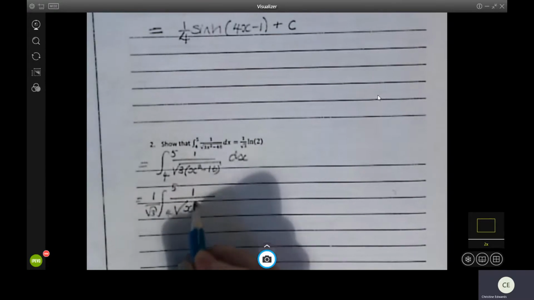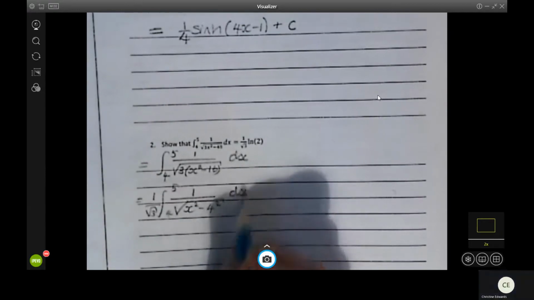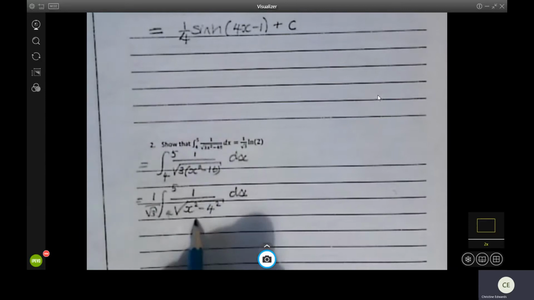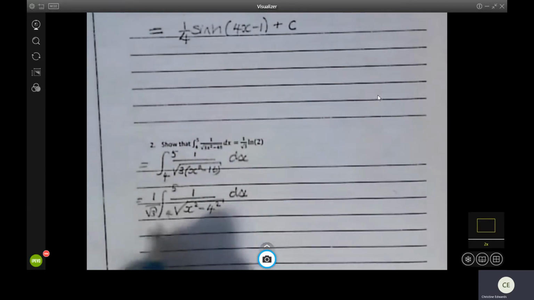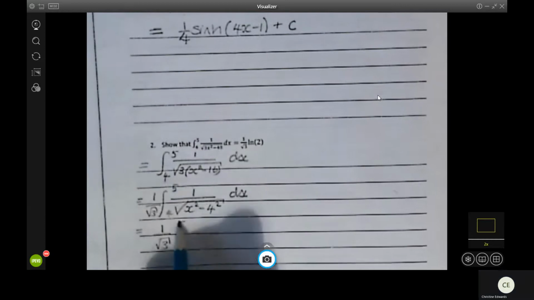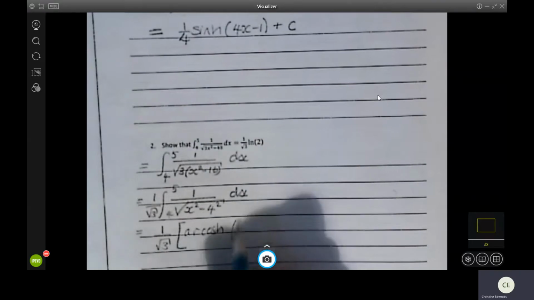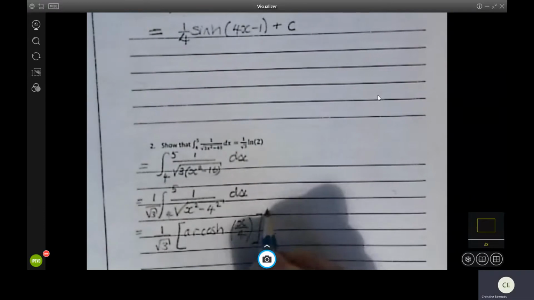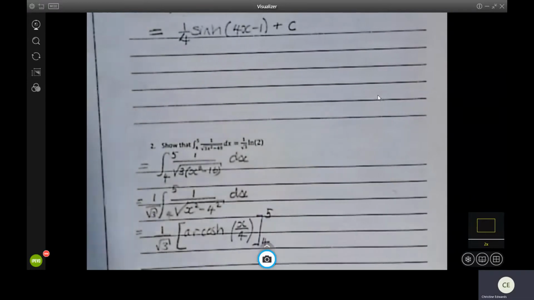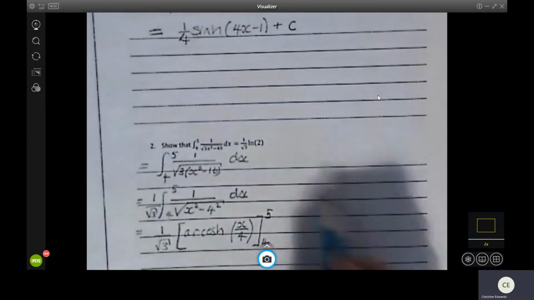So we have x squared minus 4 squared dx. I can now use my standard result from the formula book. So integrating, I get 1 over root 3 inverse hyperbolic cos of x over 4. And I need to now apply my limits of 5 and 4.